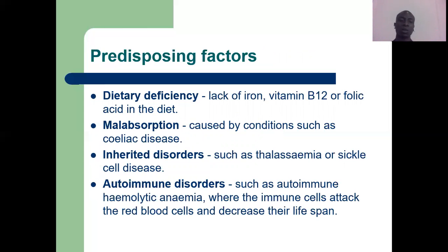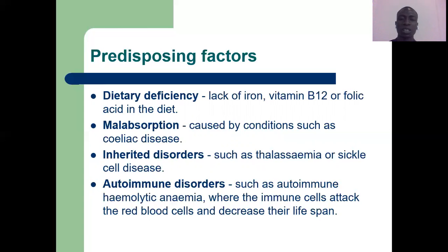Okay, we have looked at all the types of anemia: pernicious anemia, megaloblastic anemia, aplastic anemia, hemolytic anemia, and hemorrhagic anemia. Now we're going to look at predisposing factors to anemia. What are some of these predisposing factors?